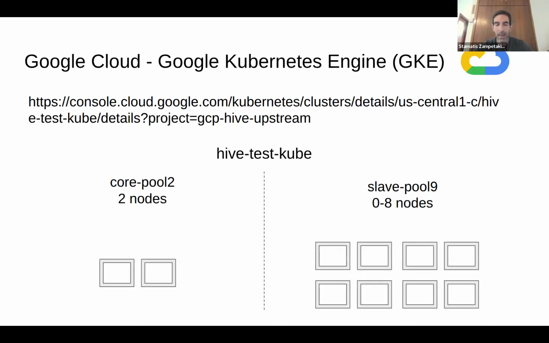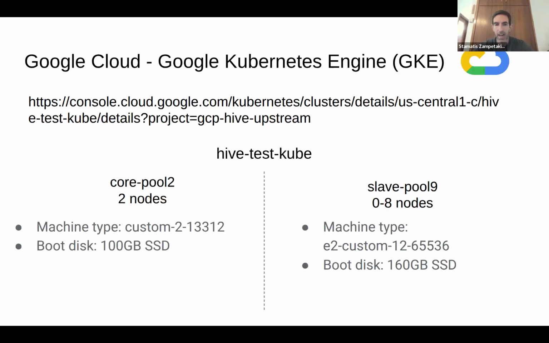So summing up, for the core pool, we have 2 nodes that are always on. There is no auto-scaling, so these are always running. And the slave pool has 0 to 8 nodes. So if nothing is running, if we don't have pre-commit jobs, this is basically 0, so we cannot see anything here, while the core nodes are always on.